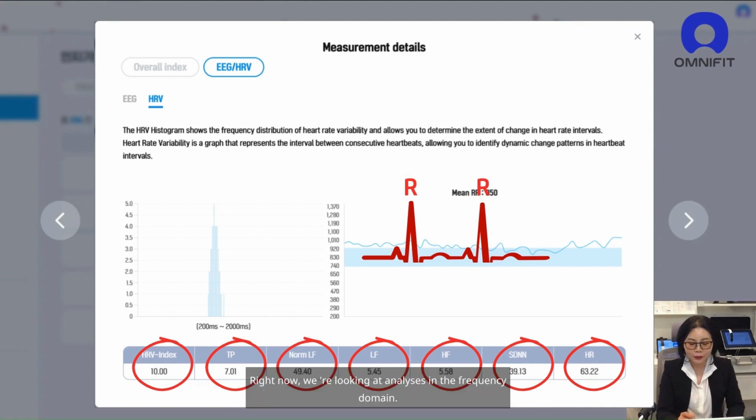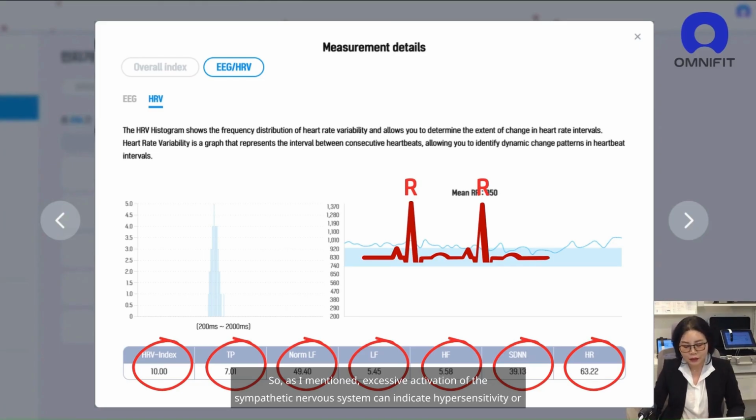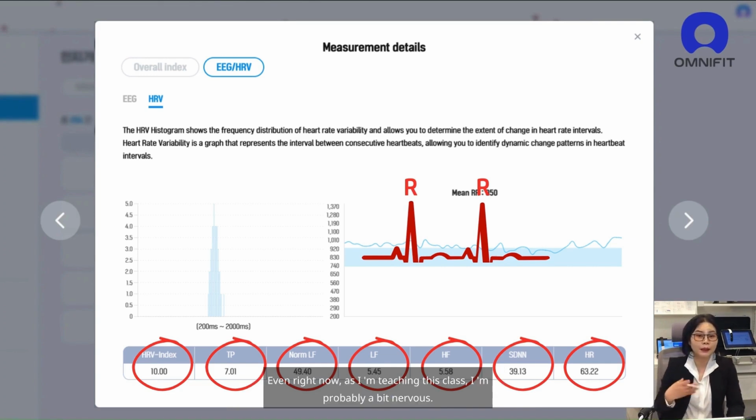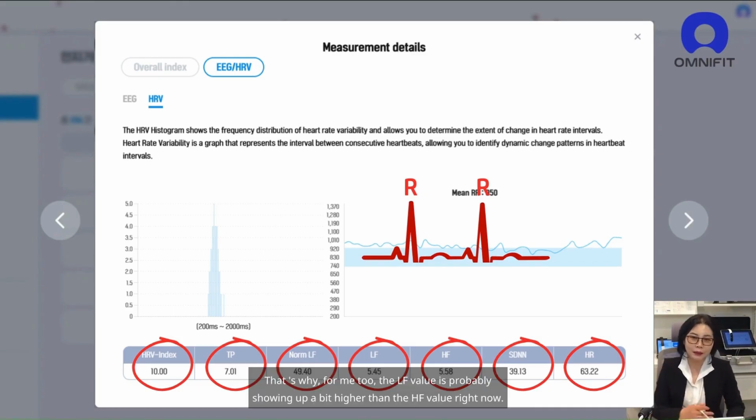Next is LF. Right now, we're looking at analyses in the frequency domain. LF stands for low frequency, which mainly reflects the activity of the sympathetic nervous system. Here, we're looking at very slow rhythms, specifically in the range of 0.04 to 0.15 Hz. So, as I mentioned, excessive activation of the sympathetic nervous system can indicate hypersensitivity or strong stress, and it also happens when you're in a tense state. Even right now, as I'm teaching this class, I'm probably a bit nervous. That's why, for me too, the LF value is probably showing up a bit higher than the HF value right now.